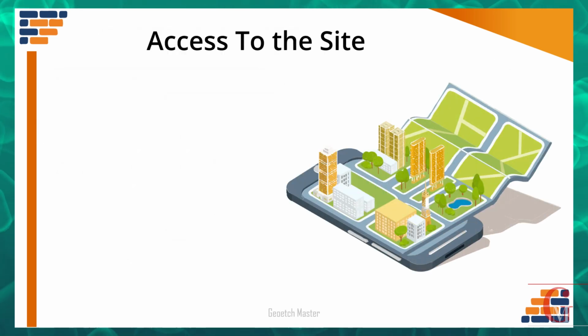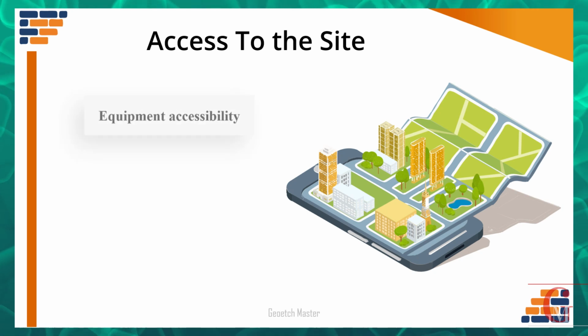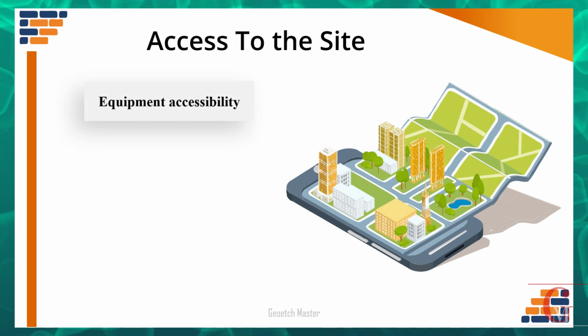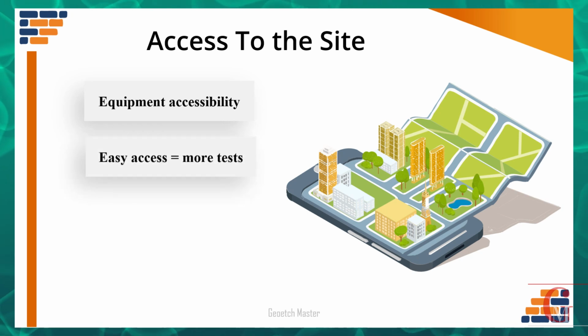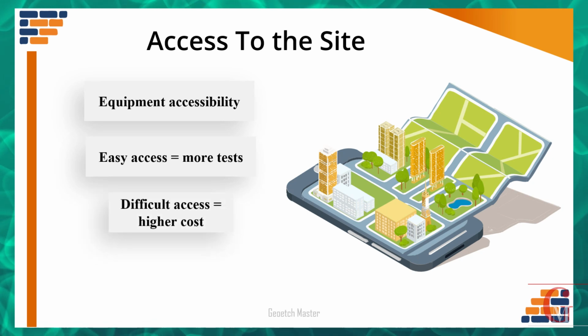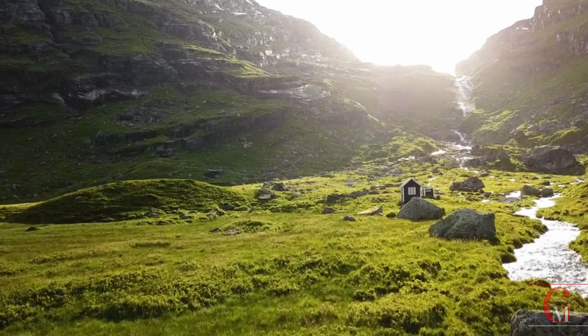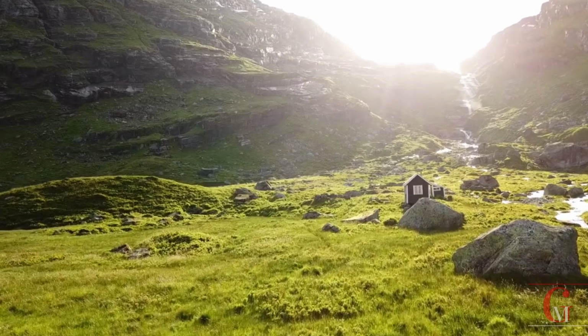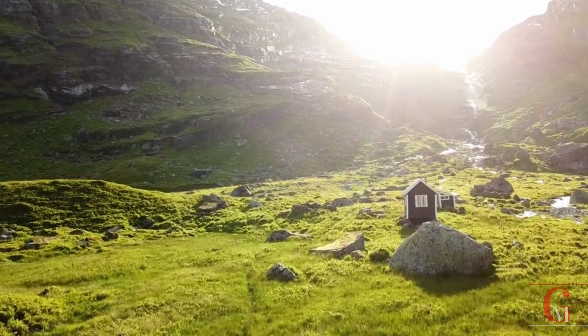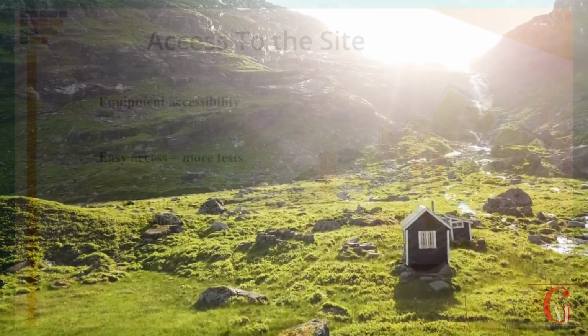Finally, we've got access constraints. Getting our equipment to the right spot can be a challenge itself. If it's easy to access a site, we can have more tests and therefore more data. But if the location is difficult to reach, or on water, or in a challenging spot, it is likely to be more costly, which might impact the number of tests that we can perform.